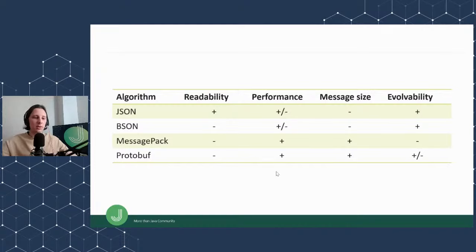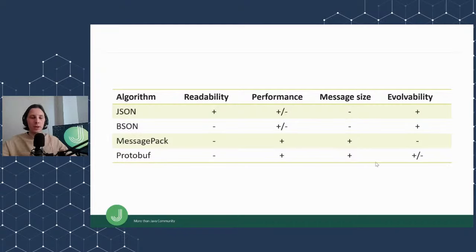Performance: JSON and BSON are okay, they're not very slow, but MessagePack and Protobuf are much faster. Message size, the same. JSON and BSON have a huge overhead, in some cases it can be hundreds of percent. And MessagePack and Protobuf are very, very efficient. If your integers can fit within 1 byte, not 4 bytes, it will try to store it that way.